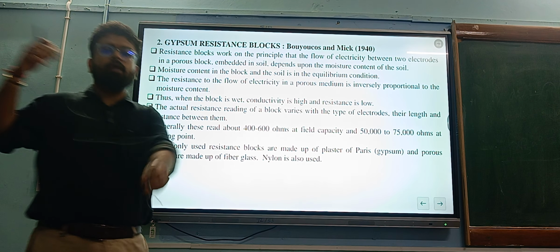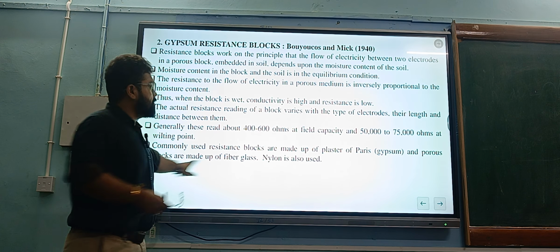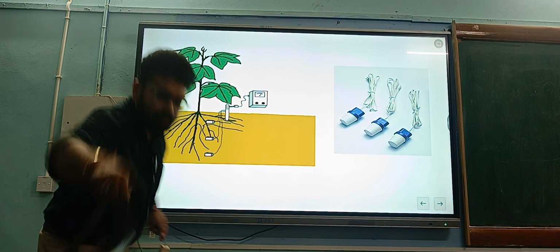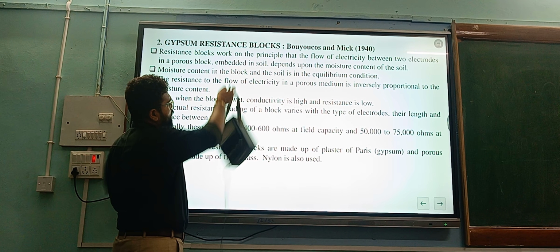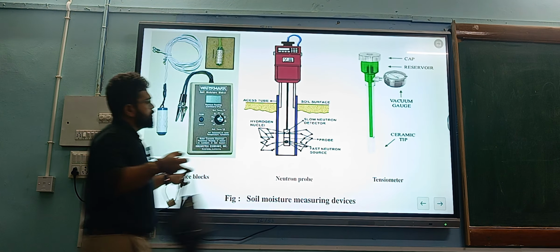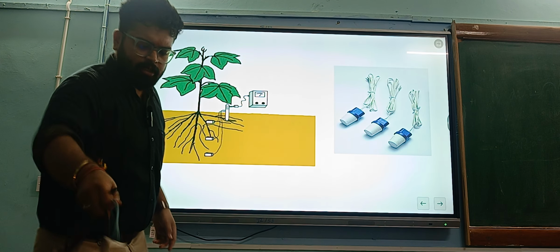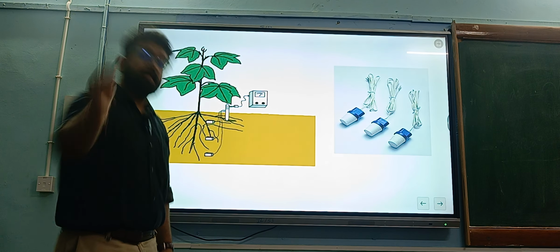If you see, these blocks have electrodes made from plaster of Paris, connected through a wire to a meter. The name indicates it was developed by Bouyoucos and Mick. So this is the instrument. We generally place this instrument and electrode inside the soil, and we connect it with the meter. It will give you the moisture content in the soil, which is directly proportional to the conductance and inversely proportional to the resistance.